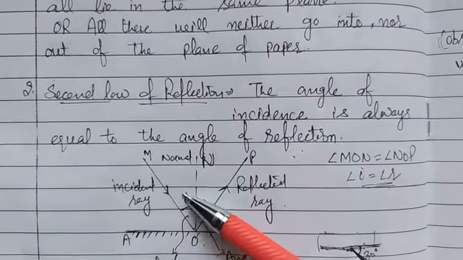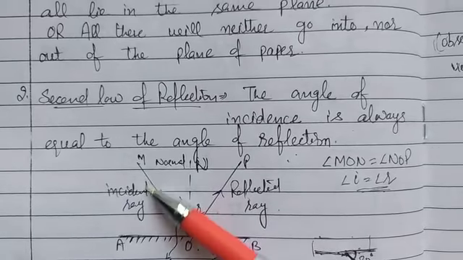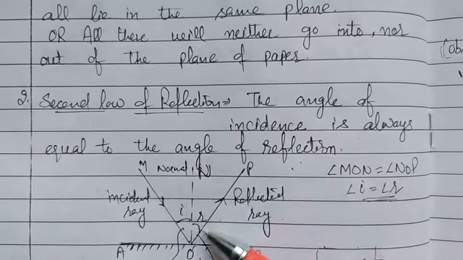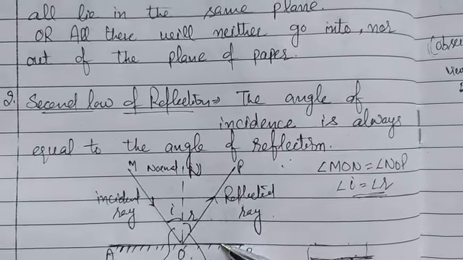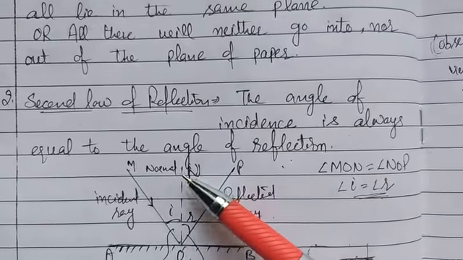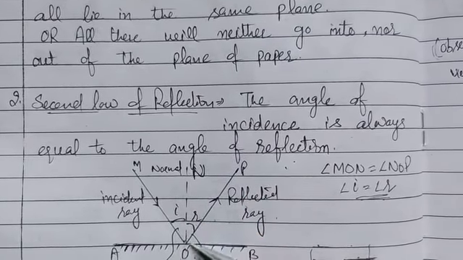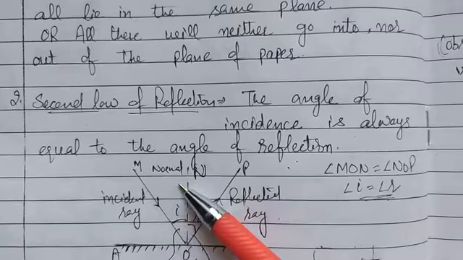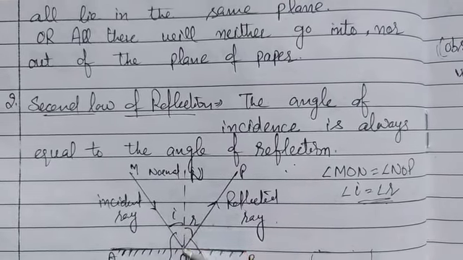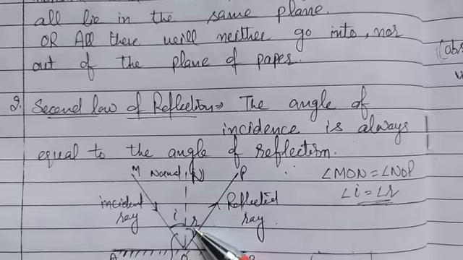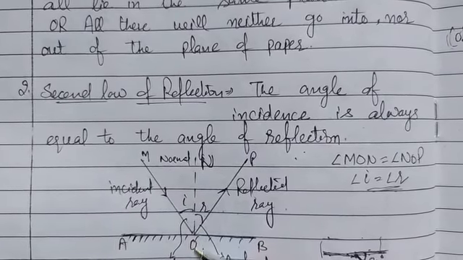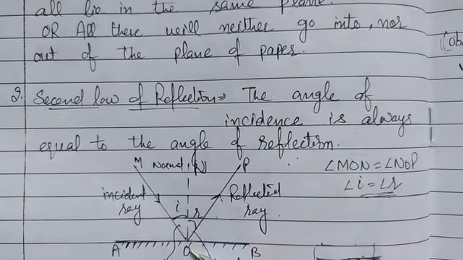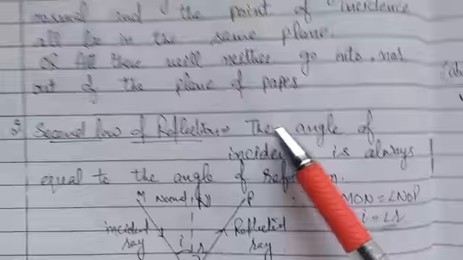The incident ray is the ray falling on the reflecting surface of the mirror from a source of light. The light ray which bounces back from the reflecting surface of the mirror is known as the reflected ray. A straight line drawn perpendicular to the reflecting surface of the mirror is known as the normal. The angle between the incident ray and the normal is the angle of incidence, and the angle between the reflected ray and the normal is the angle of reflection. This is the point of incidence at which the incident ray strikes the reflecting surface of the mirror. So you are familiar with all these terms.